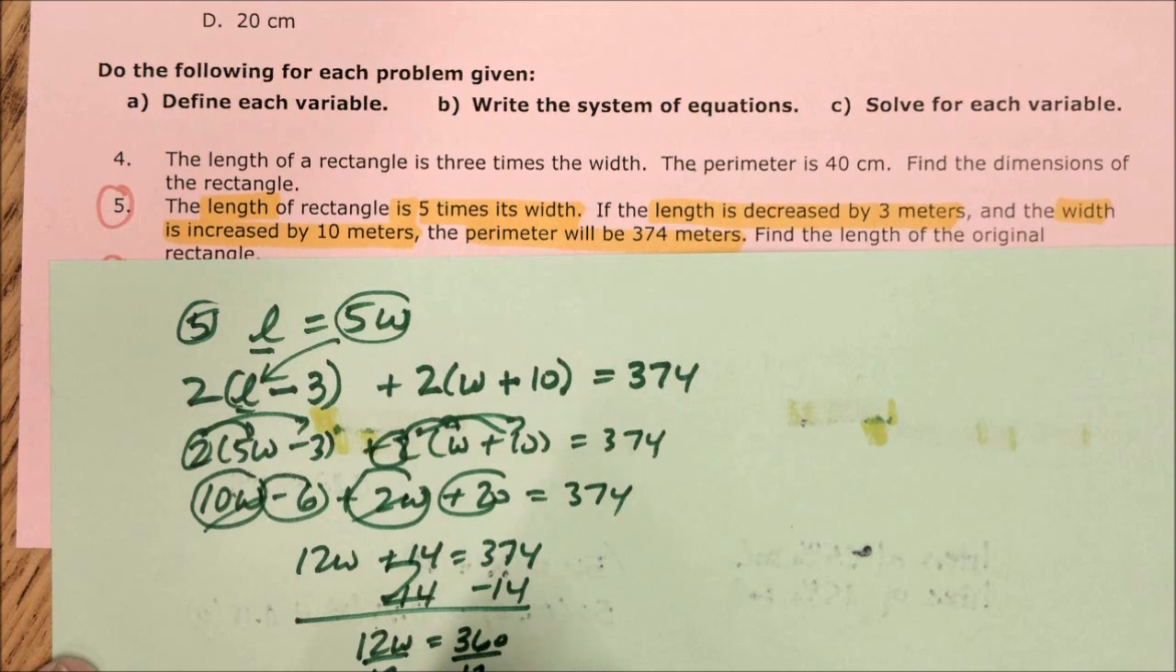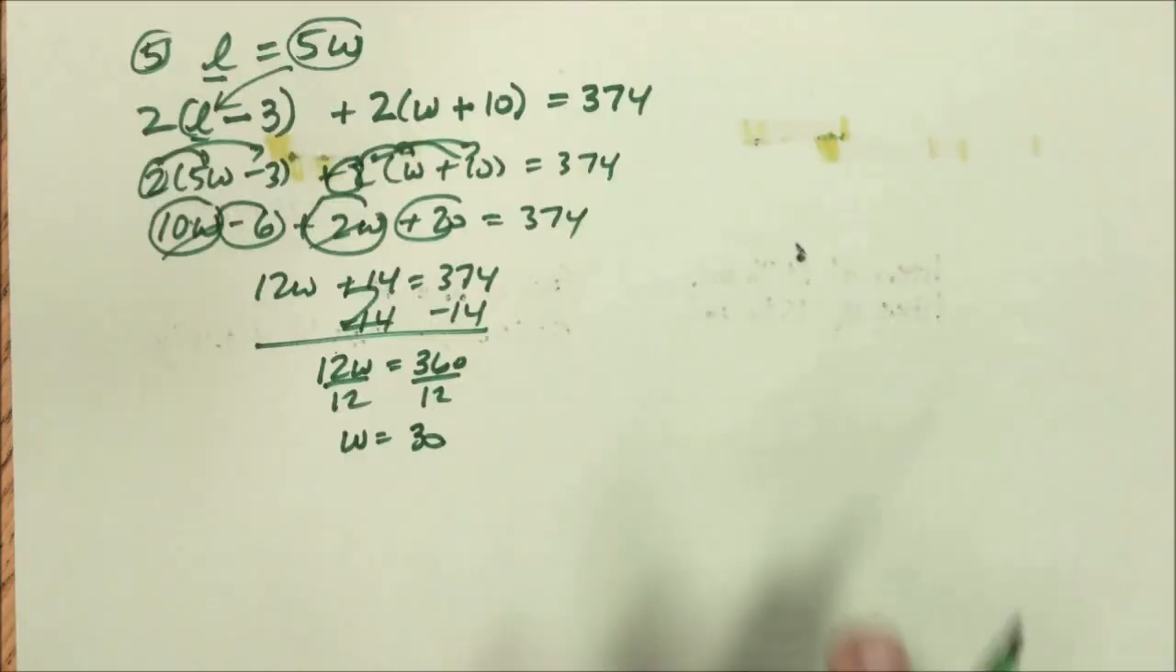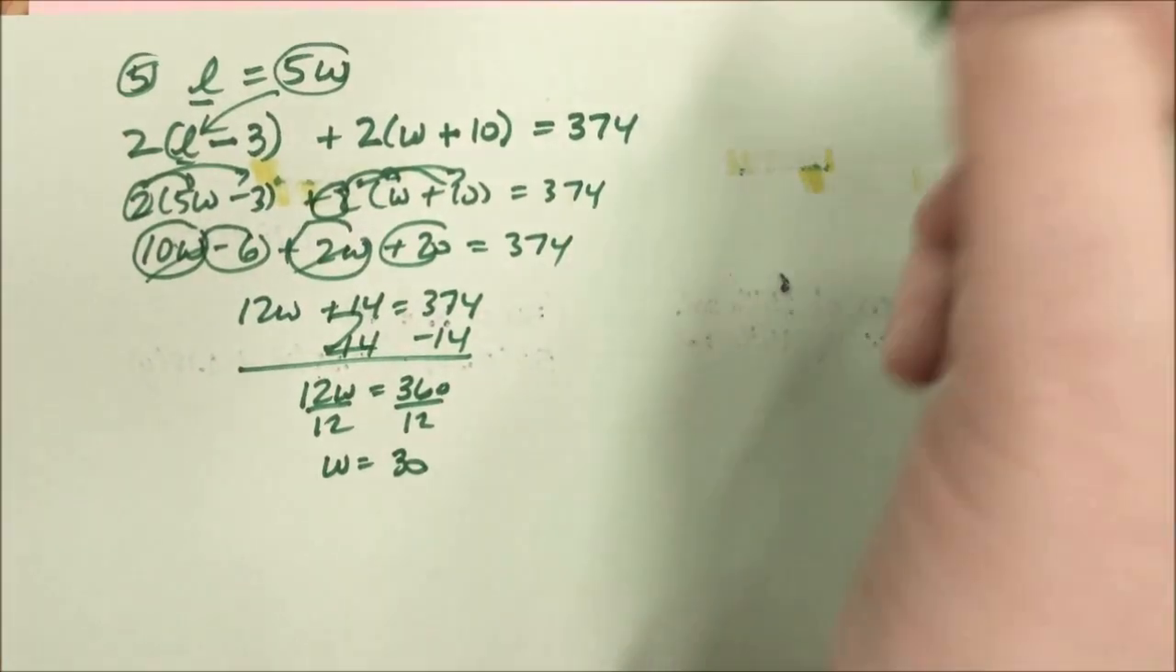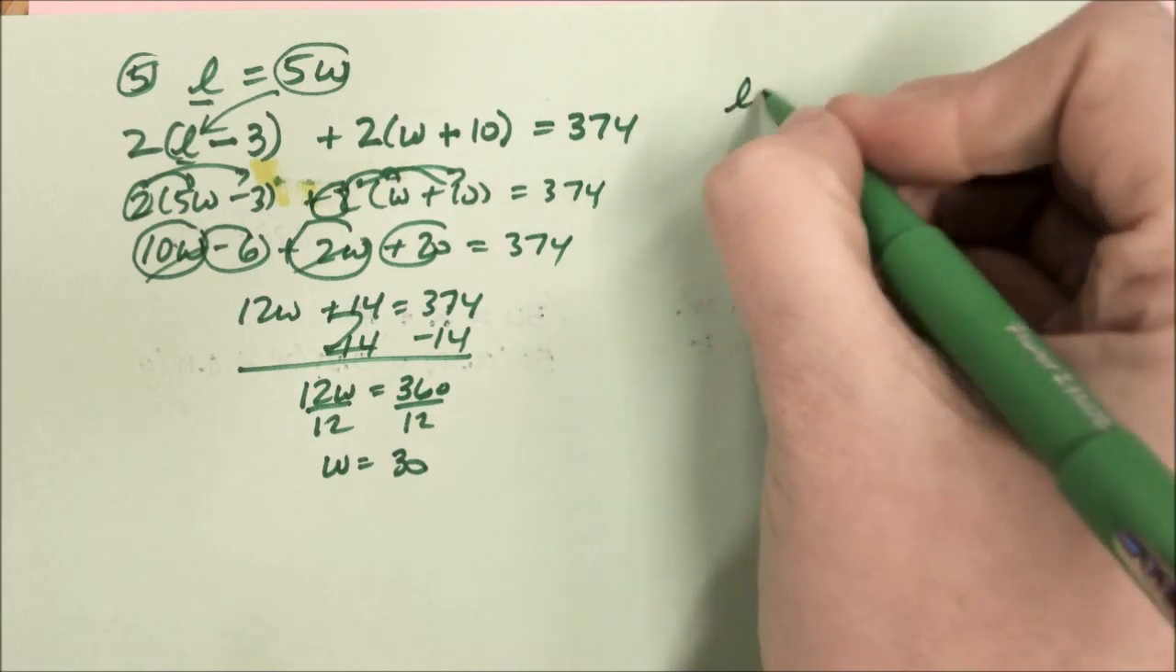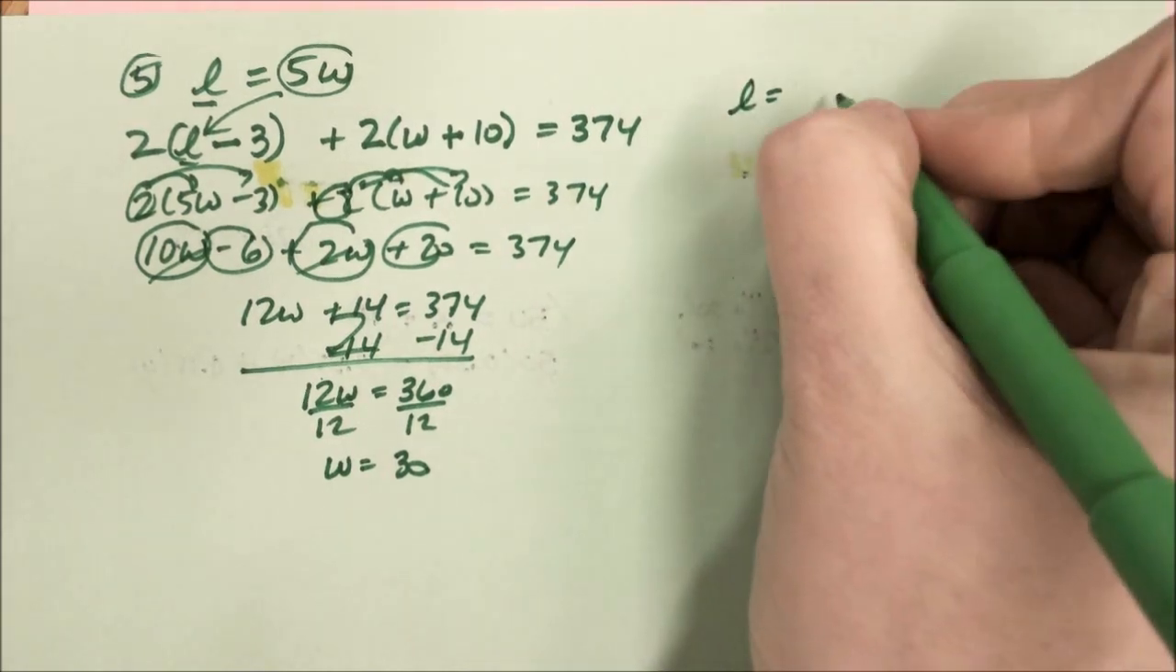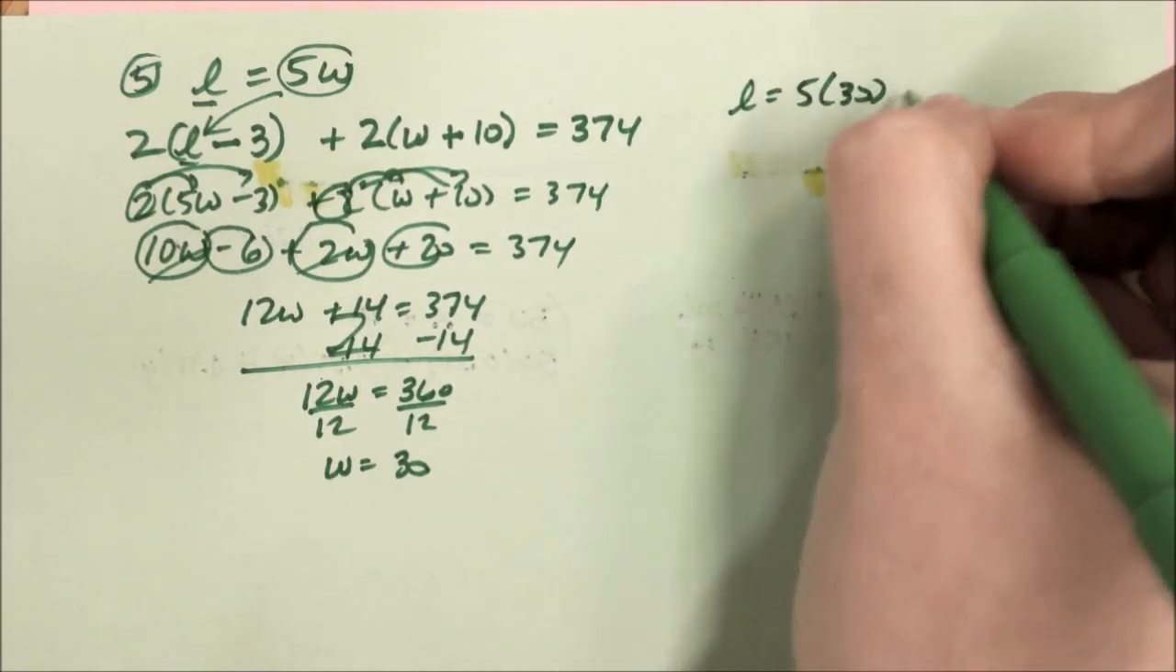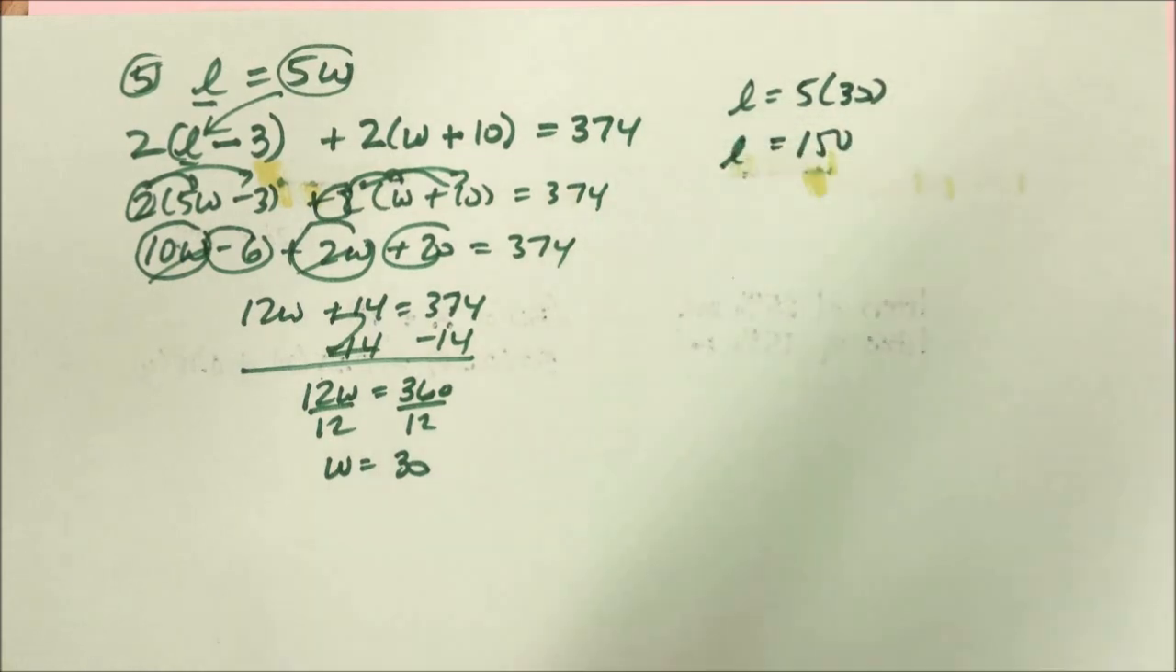When I divide by 12, I get W equals 30. Okay, W equals 30. If the width is 30, the length is 5 times 30, which makes the length 150.